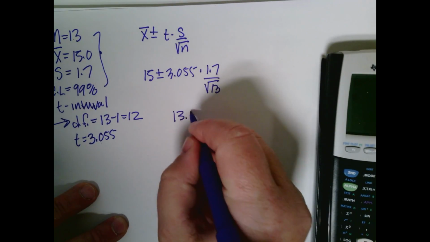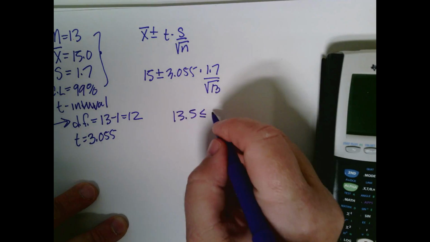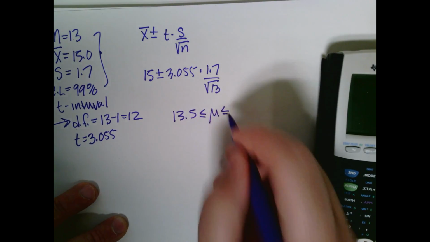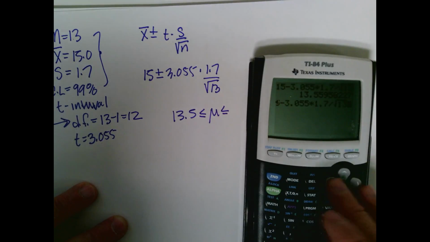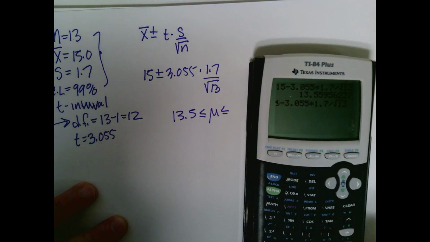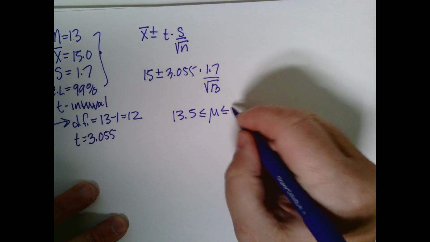13.5 less than mu, because that's what we're estimating, and then go back up. I don't need to retype everything again. I'll just go in and change the minus to a plus, and I get 16.5.